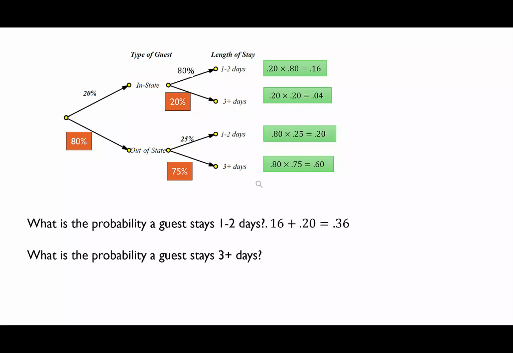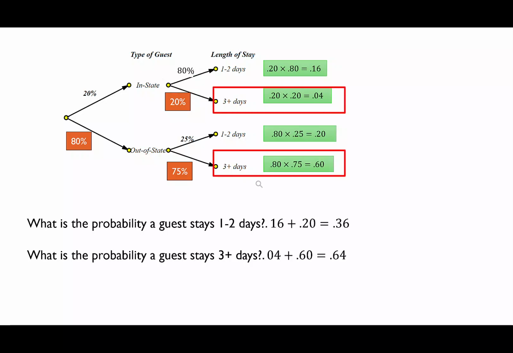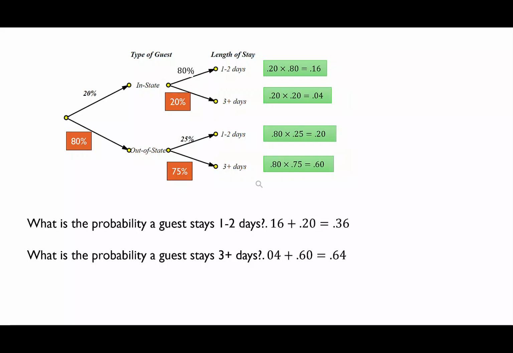Then the probability a guest stays 3+ nights, well, we could go back to our in-state guest and our out-of-state guest and add up 0.4 plus 0.6, which gives us 0.64. Or we could say if 36% of the guests stay 1 to 2 nights, then the rest of them stay 3+ nights. That's 1 minus 0.36 is 0.64. So it's however your mind thinks about it is how you would do the calculation. Or maybe you want to check your work that way.